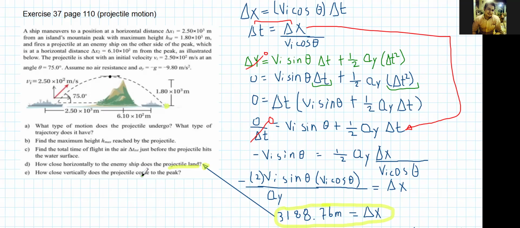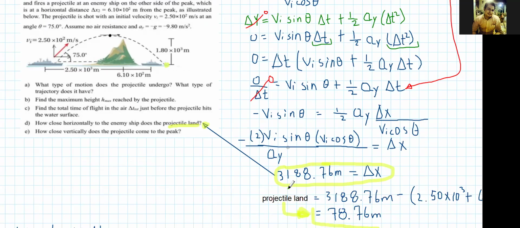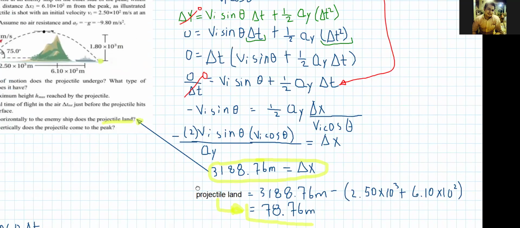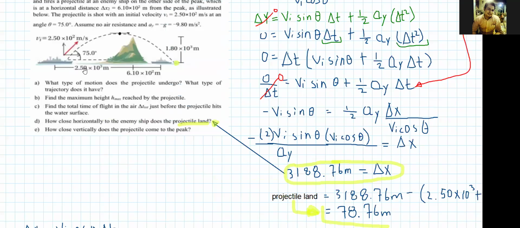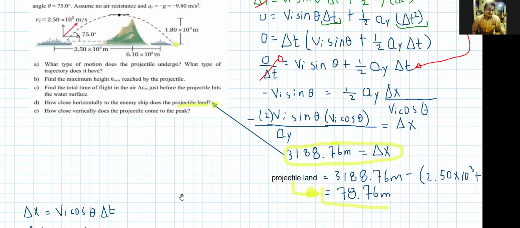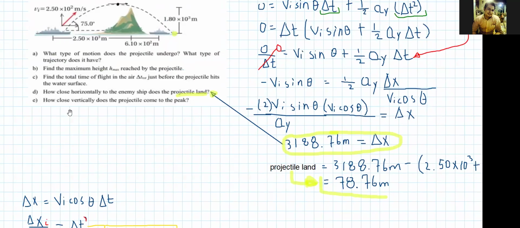But the question is: how close horizontally to the enemy ship does the projectile land? So what do we have to do? This horizontal displacement is where the projectile lands, and it's that simple. We need to subtract from it the sum of all the horizontal distances that we have here. So the answer for this is 78.76.